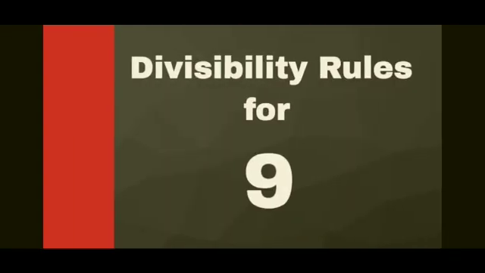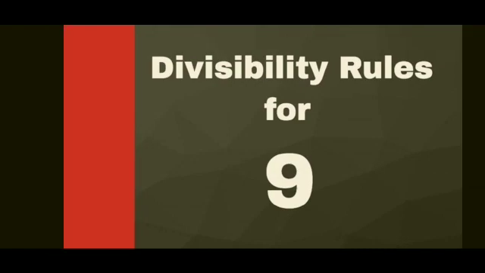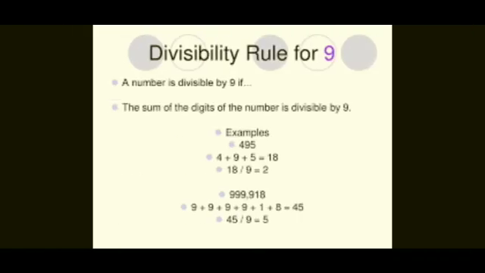Next is divisibility rule for 9. Do you remember divisibility rule of 3? Same procedure here also. That is, you just add the digits. When you are adding the digits, if you are getting the number is divisible by 9, then the whole number will be divisible by 9.